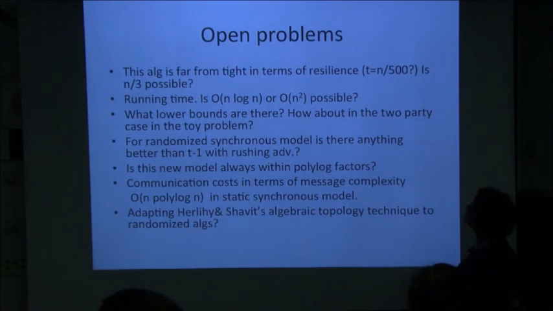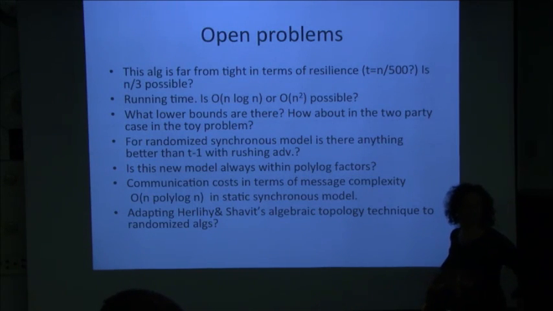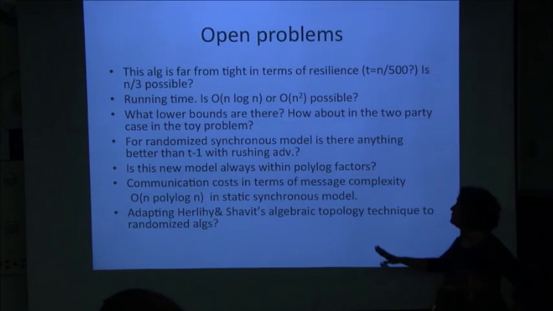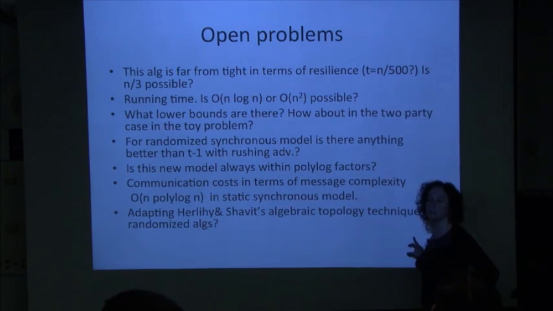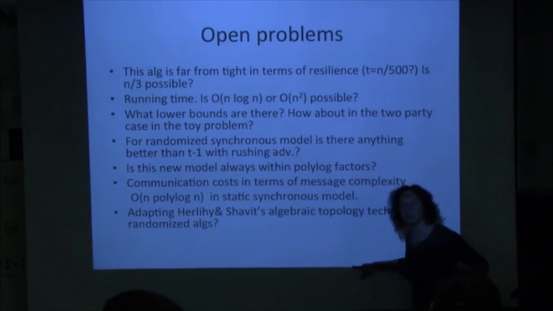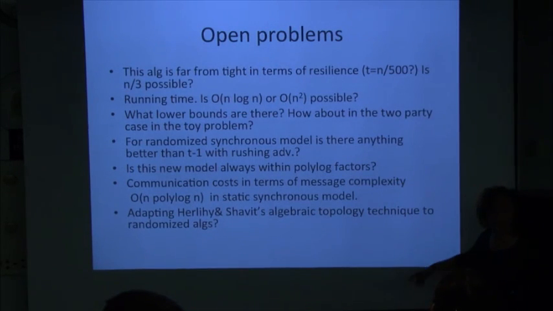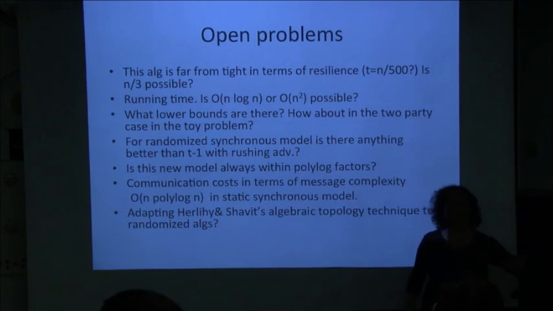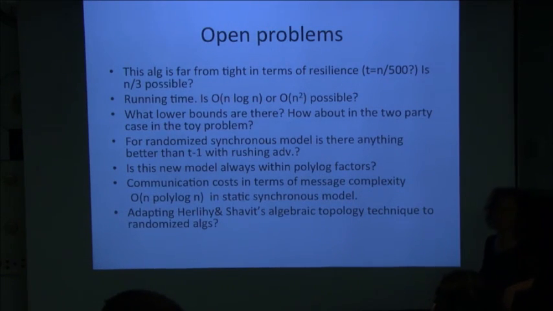The resilience is ridiculous. I wonder if you can do it in n over 3 in polynomial time. The running time is n squared of these matrices, and each matrix has n rows, so it's n to the third. Is there anything separating Byzantine from consensus? That would be kind of interesting.